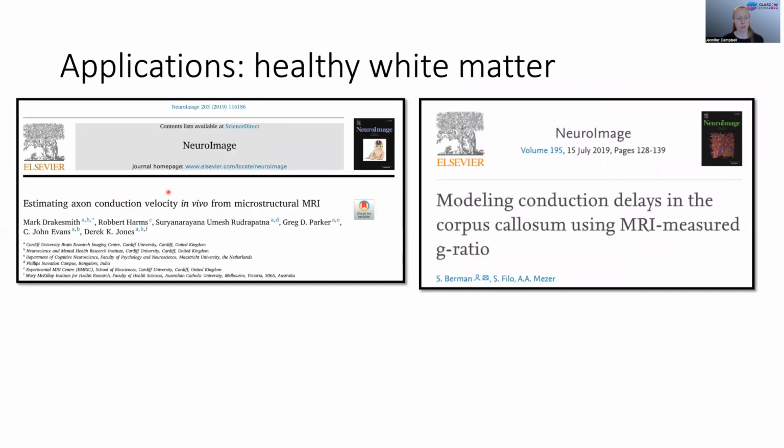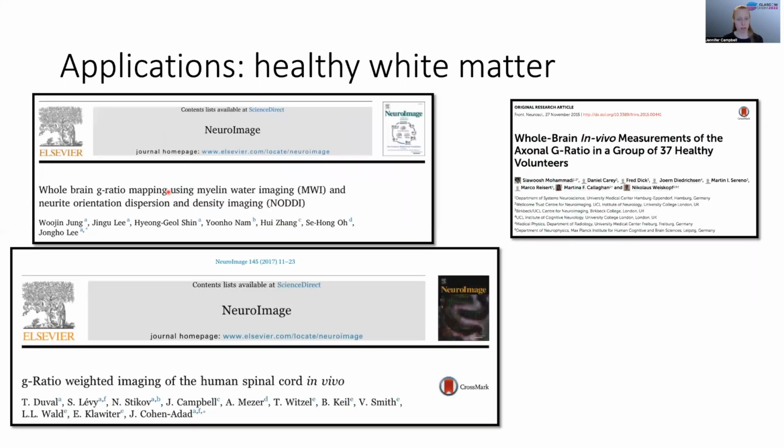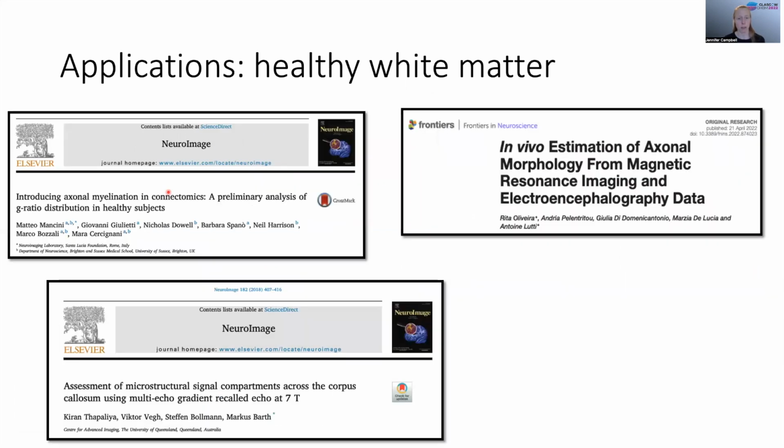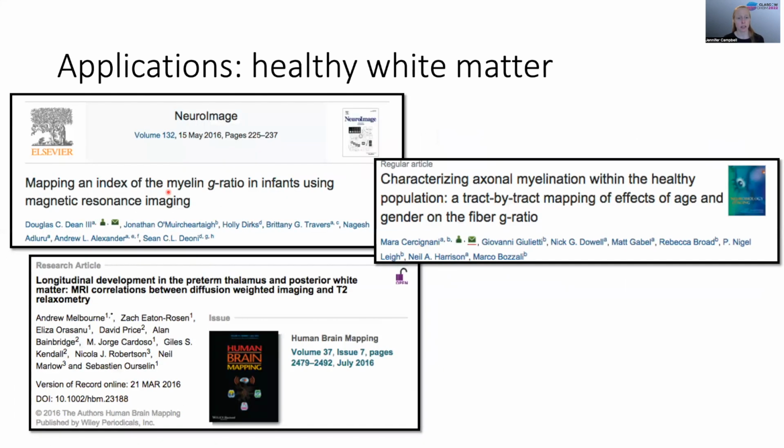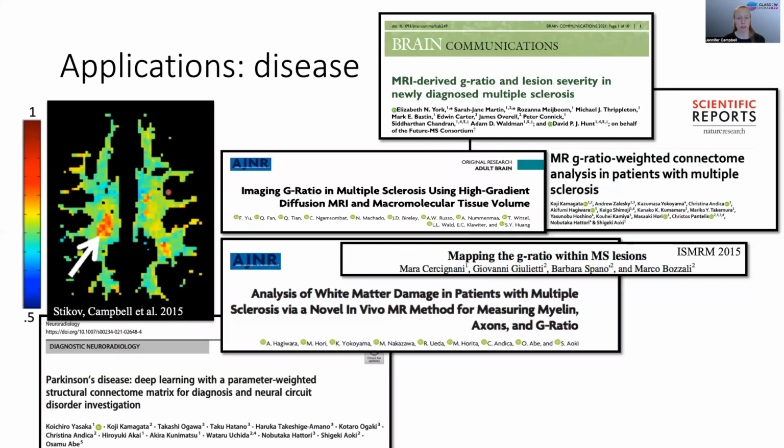To date, there have been a couple of studies using the MR estimated G-ratio in the context of conduction velocity. There have also been a number of other studies in healthy white matter, including looking at development and aging. G-ratio imaging has also been explored in pathology, for example, in multiple sclerosis.